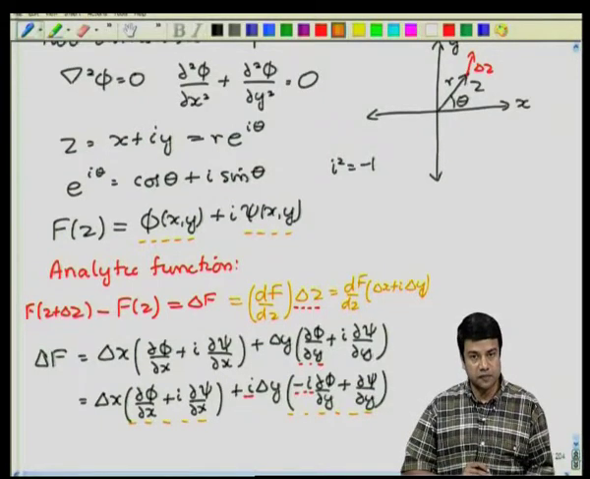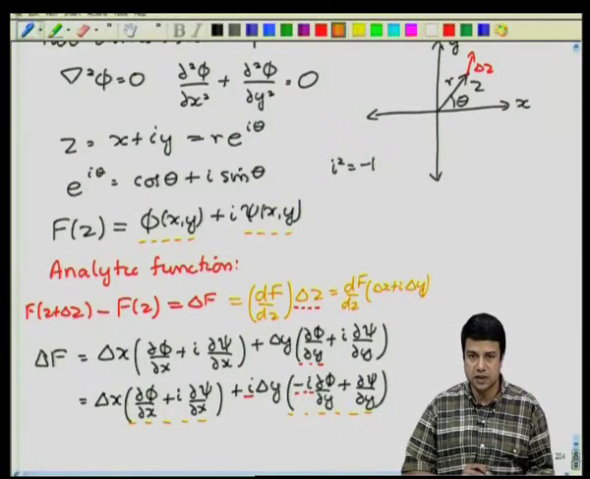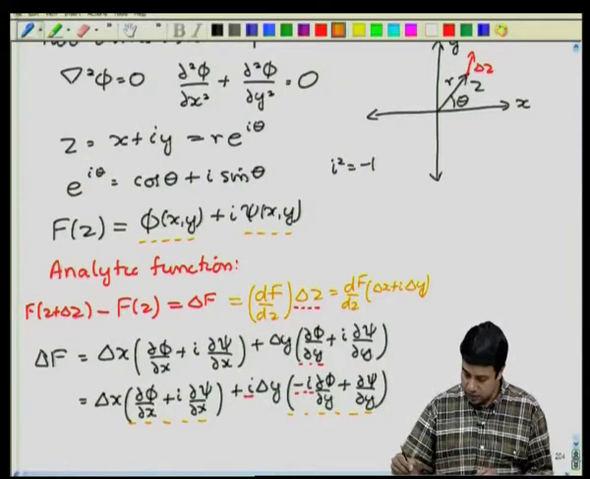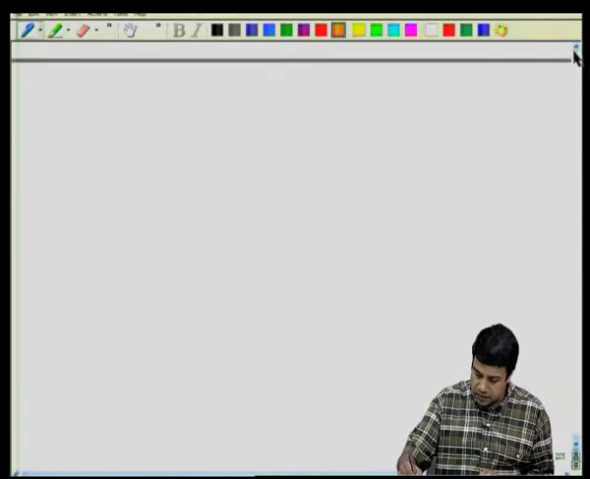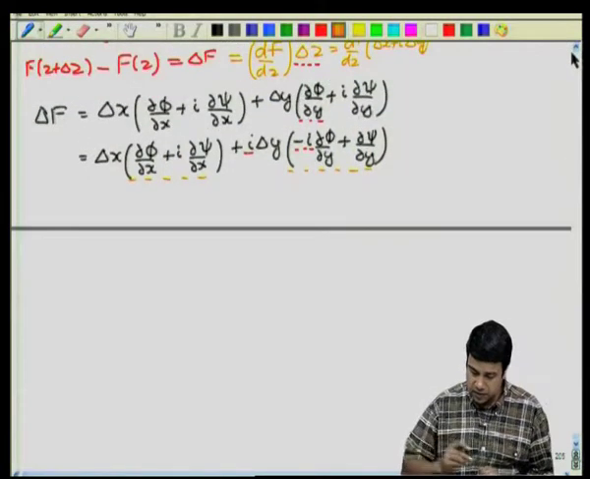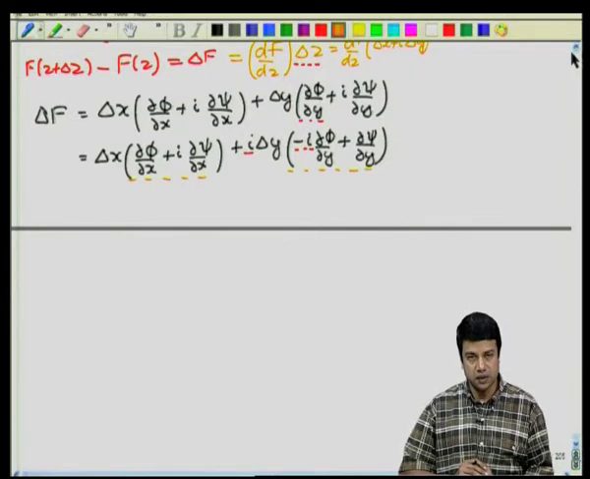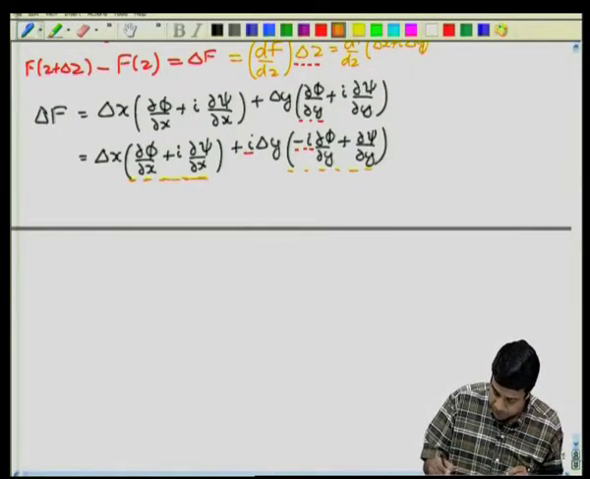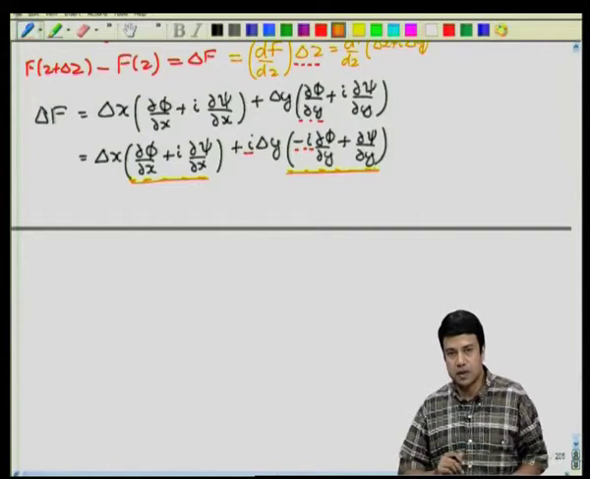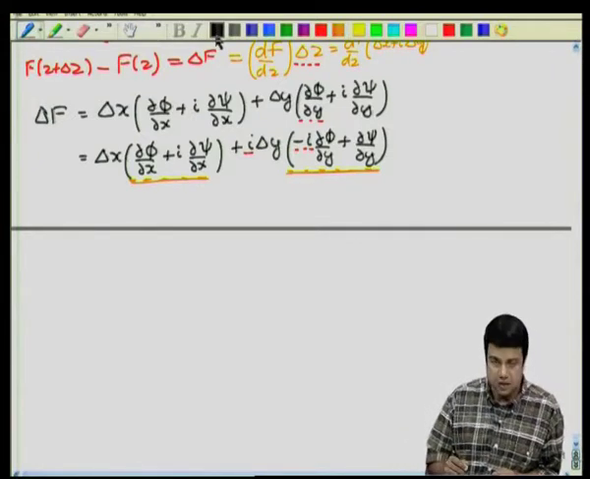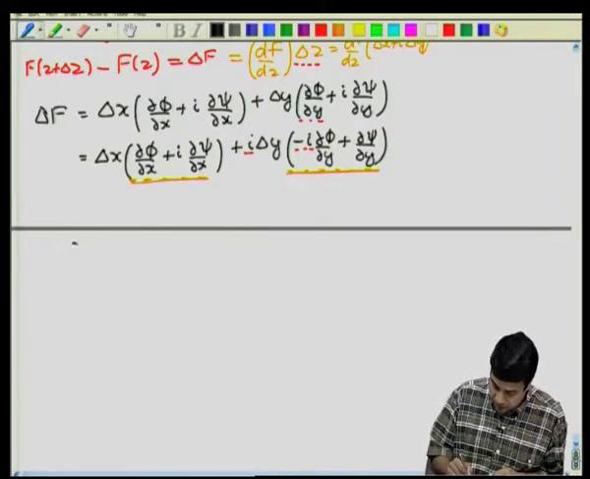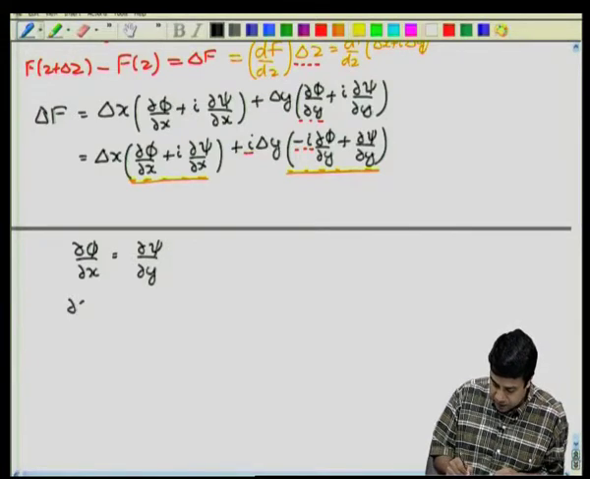Note that f was complex, but phi and psi are real values. Even though f was complex, both phi and psi are real functions. Therefore, if these two are equal, you require that separately their real parts are equal and their imaginary parts are equal. So, therefore, the function is analytic only if partial phi by partial x is equal to partial psi by partial y and partial phi by partial y is equal to minus partial psi by partial x.